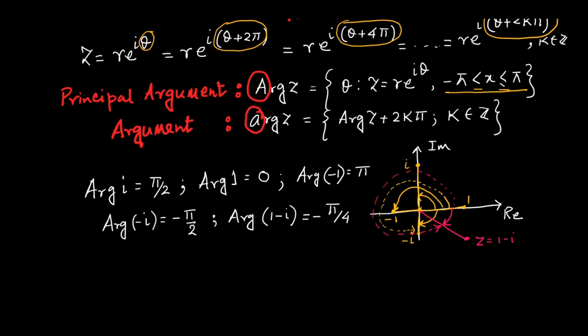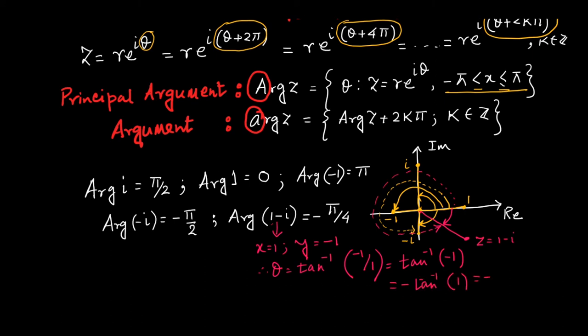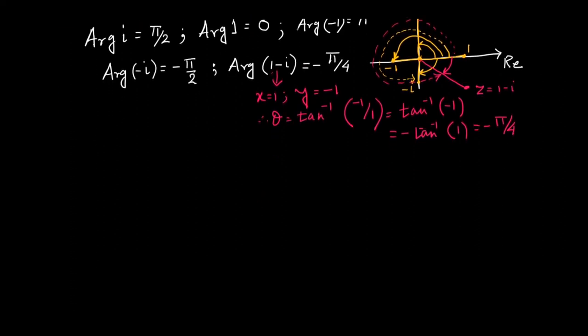To find this angle, you can use the formula also. From that right angle triangle, theta equals tan inverse y by x. In this particular case, comparing with the form x plus iy, x is 1 and y is minus 1. Therefore, theta is equal to tan inverse of minus 1 divided by 1, which is tan inverse minus 1. That is equal to minus tan inverse 1, that means minus pi by 4. So you can find the angle in this way also. This is how we can find principal arguments for a particular complex number. I hope it is clear to you.